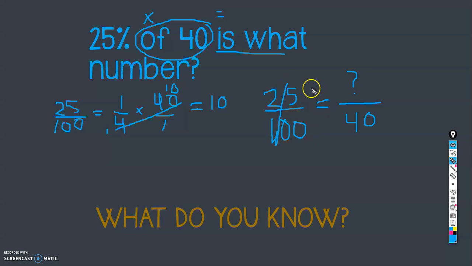So I'm going to cross this out and make it 1/4, because I can't very easily go from 40 to 100 or vice versa. But I can go from 4 to 40. So 4 times 10 and times 10. So we got the same answer. 25% of 40 is 10. We just set it up a little bit differently, using our of as a multiplication sign and our is as an equal sign.